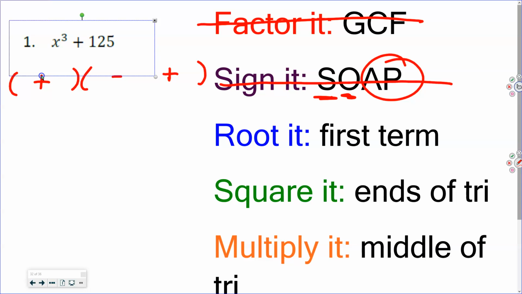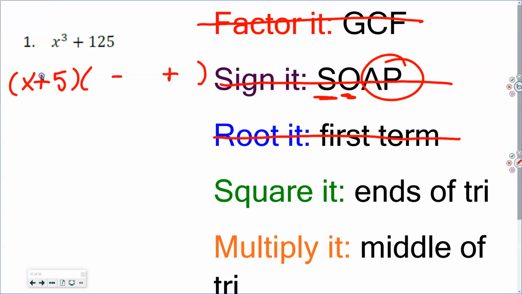The next thing that we need to do is we need to root it. And remember, we're talking about cubes. You have to cube root stuff here. So what's the cube root of x to the third? What times itself makes x to the third? It's just an x. X times x times x. Just an x. So cube root it. What times itself 3 times makes 125? So you put a 5 in that other spot. That's it. You're done with that stuff.